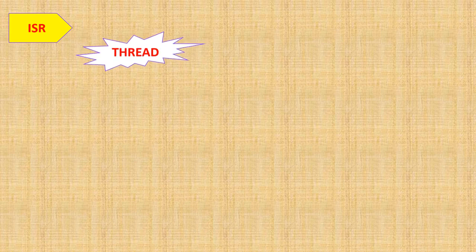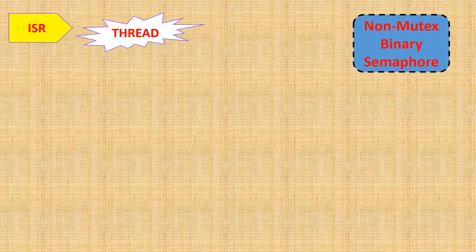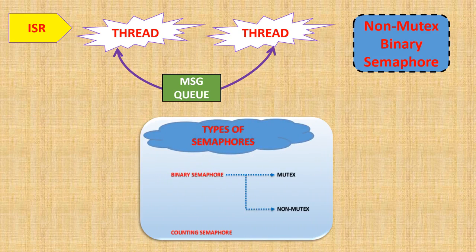So with the help of this example, we will understand synchronization between interrupt service routines and threads using binary semaphore and inter-thread communication using message queues. I have explained in my previous videos about types of semaphores supported in any real-time operating system. Let's make use of a non-mutex binary semaphore for the purpose of synchronization.